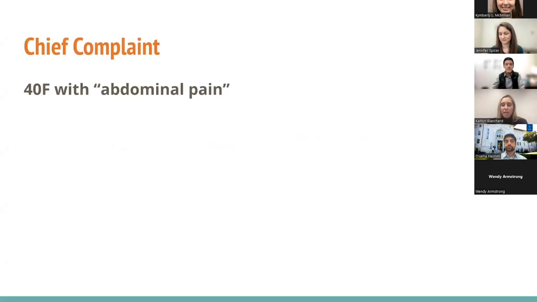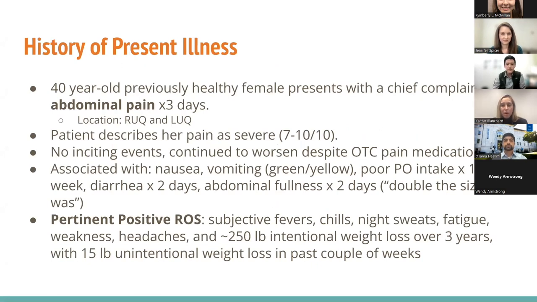So this is a 40-year-old female who came into Emory Midtown with chief complaint of abdominal pain. A little bit more about this abdominal pain. It had only been there for about 3 days or so. It seemed to be localized mainly to her upper quadrants, but was pretty diffuse. She said her pain was really severe, 7 to 10 out of 10. No inciting events or anything that triggered the pain. Pain only continued to worsen.